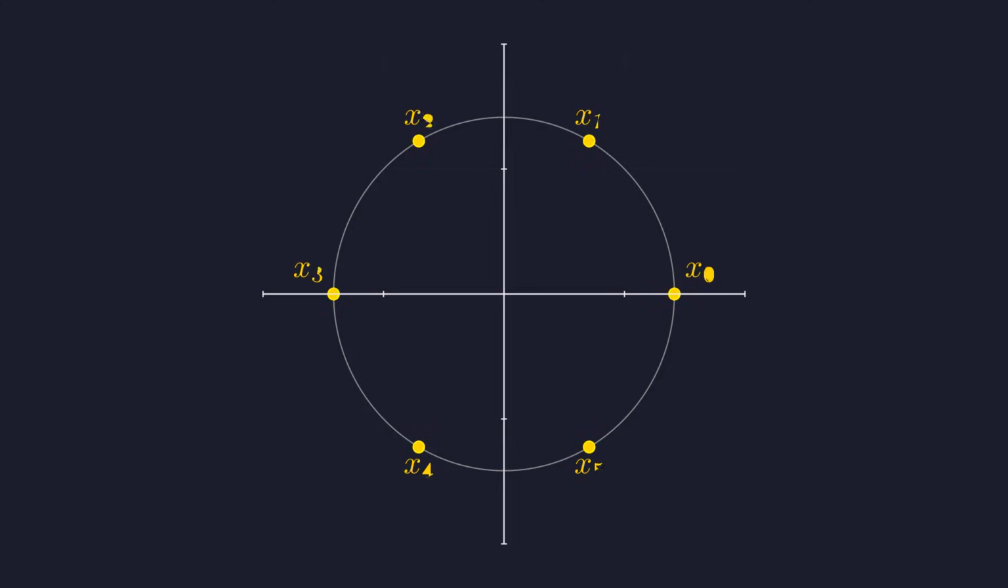Each one is separated by exactly 60 degrees, or pi over 3 radians. They form a perfect regular hexagon. This symmetry isn't a coincidence. It's built into the structure of De Moivre's theorem, and it appears whenever you take 6th roots of any complex number.